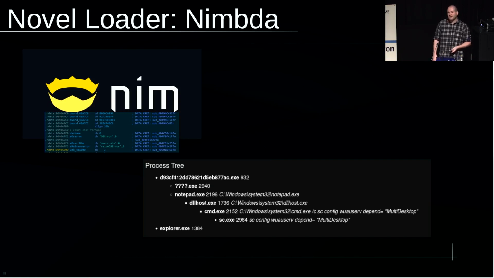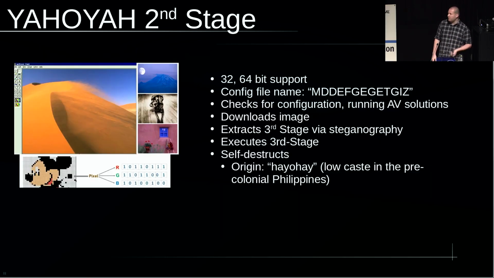So about that right part of the diagram, which was very complicated and included persistence, DLLs and stuff, what does it do? Well, the first thing that nimda loader does, it creates a process, notepad.exe, and then injects code in there. And this code eventually loads this piece of malware called YAHOYAH.